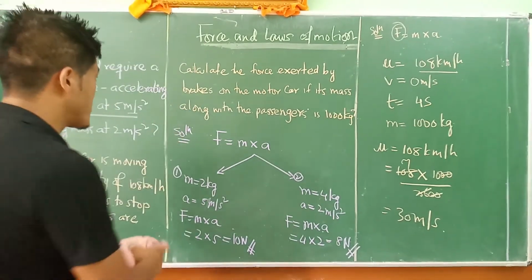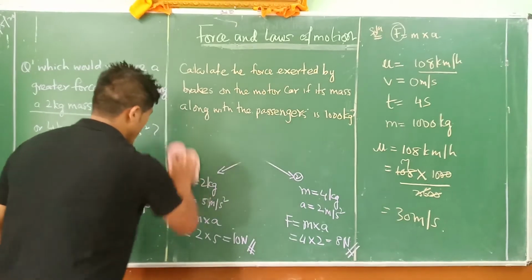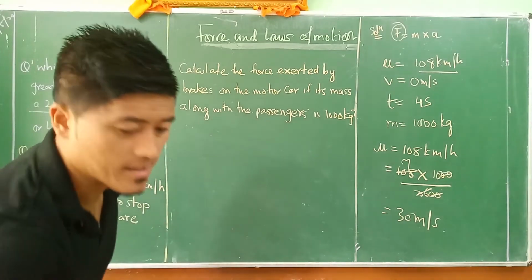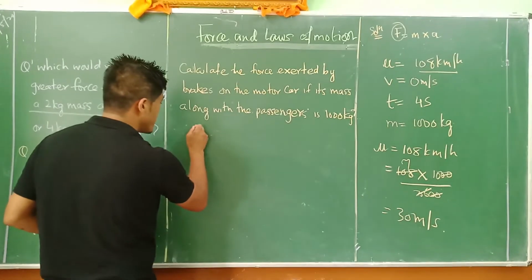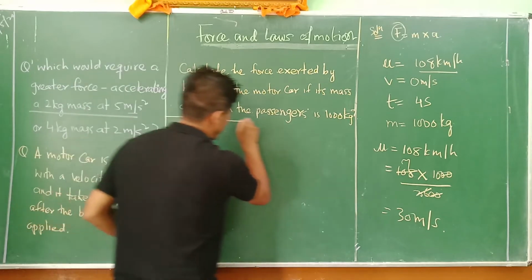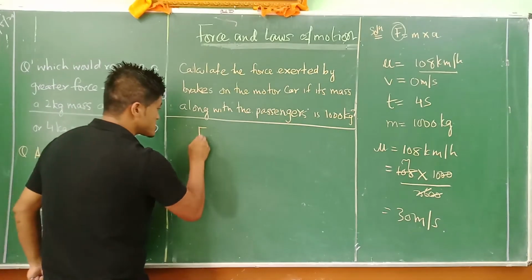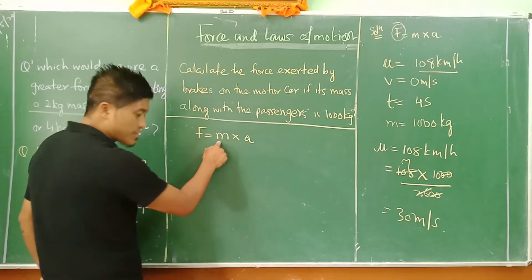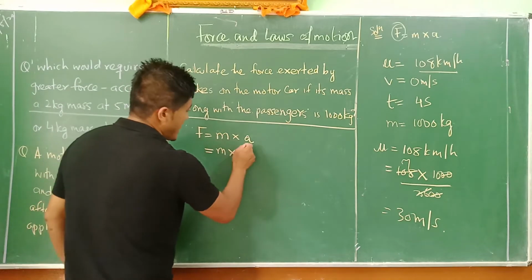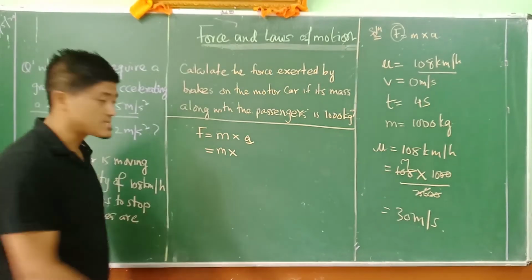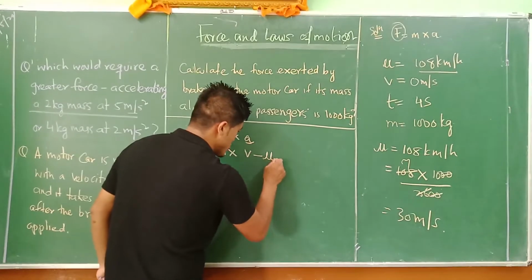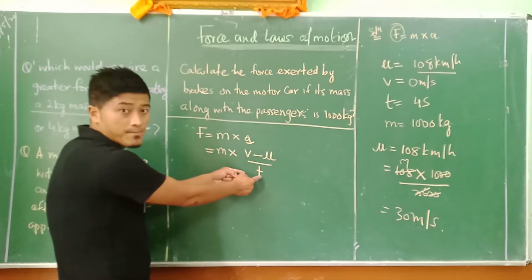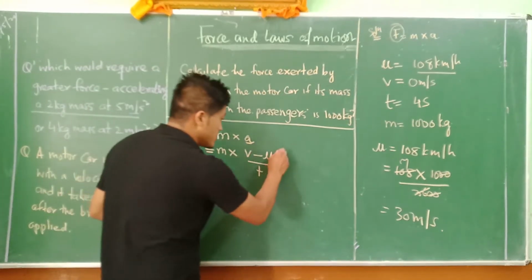Now let us go for it. I'm going to copy the equation here. Force is equal to mass into acceleration. We knew the mass, but what is the formula for acceleration? It is v minus u upon t. Acceleration means change in the velocity with time.